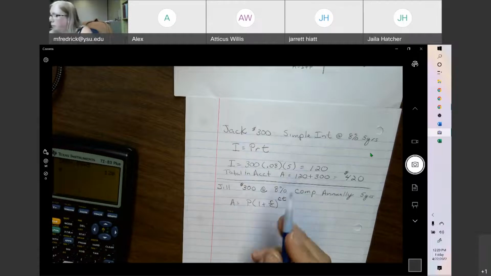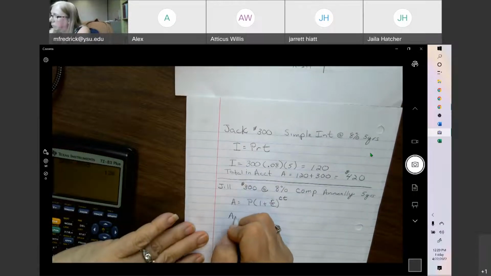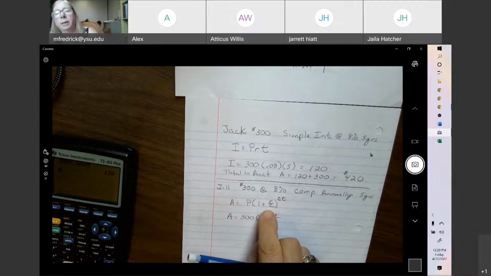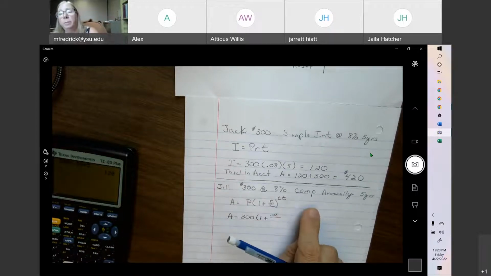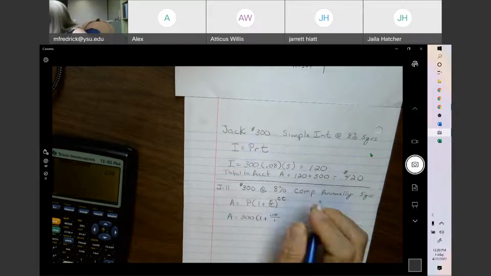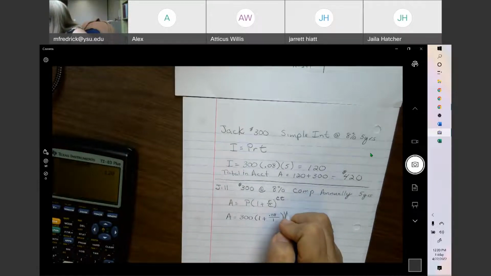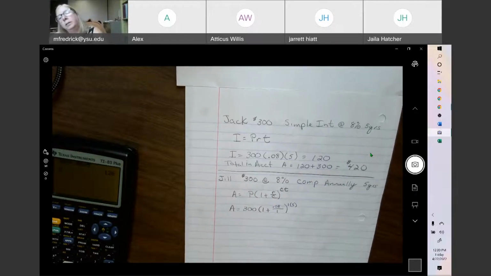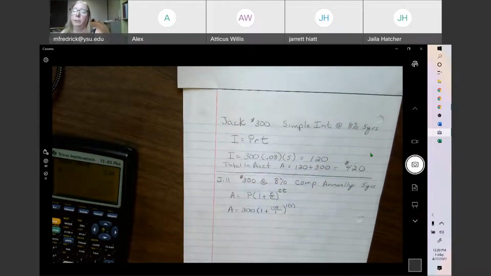We know P is the starting amount. R is our rate. C is the number of times it's compounded in a year. If it's compounded annually, how many times a year is that? 1. Mm-hmm. So how much is in the account? Is it 420 or is there more than that?